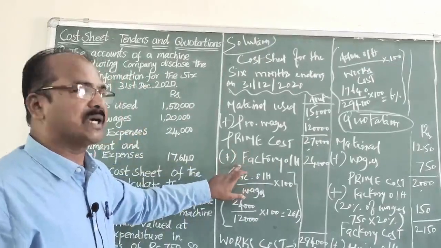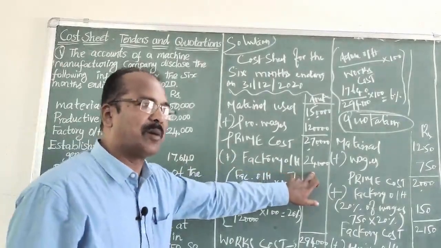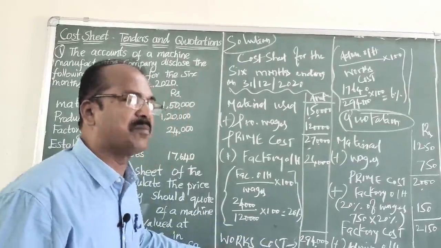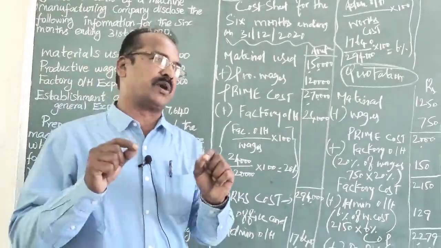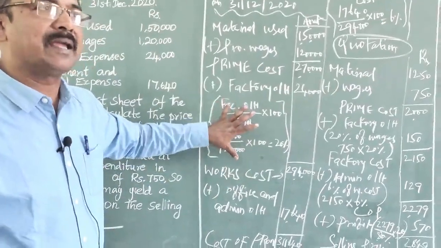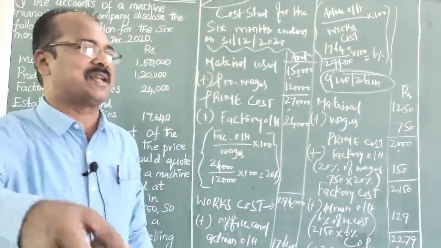named as prime cost. Along with the prime cost, what I have done? I have added the factory overhead expenses 24,000 given in the problem. And that comes to the total of 2,94,000, which is named as what? Factory cost or works cost. But here I have done a small working. This working is done to facilitate the preparation of quotation for the next year.